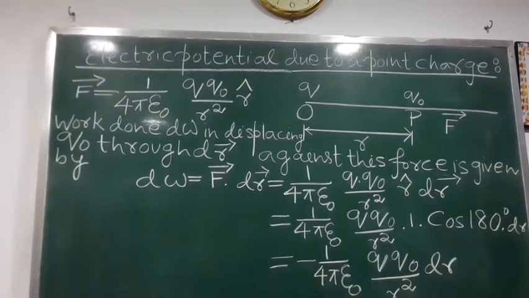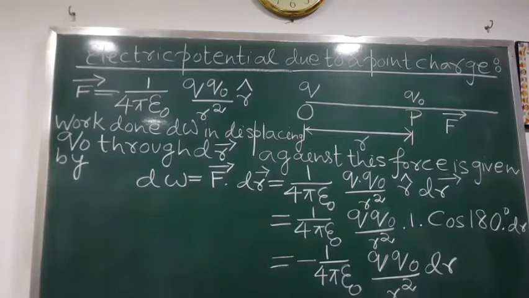dW equals F vector dot dr equals 1 by 4 pi epsilon naught Q Q naught by R square R cap dr equals 1 by 4 pi epsilon naught Q Q naught by R square 1 cos 180 degree dr. Now children, we know the value of cos 180 degree equals -1. So it becomes equal to -1 by 4 pi epsilon naught Q Q naught by R square dr.